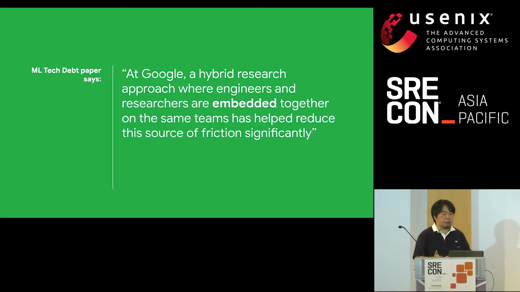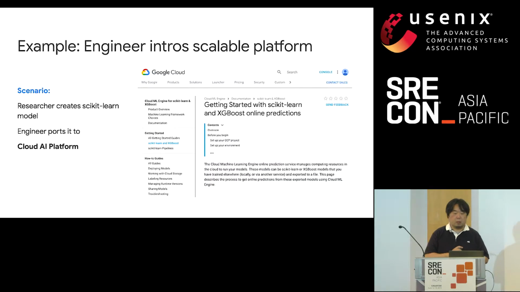The technical debt paper says that at Google, the hybrid research approach, where engineers and researchers are embedded together on the same teams, helped reduce this source of friction significantly and avoid the black box problem. One example to avoid that kind of black box problem is to share the same platform between researchers and engineers to build scalable systems from scratch.